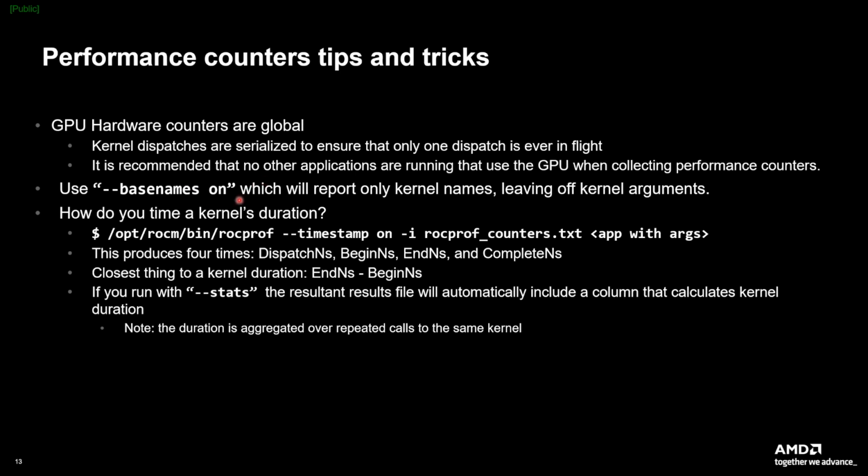Use basenames on, which will report only kernel names, leaving off kernel arguments. And for the kernel duration, you use timestamp on with Rocprof counters and application, and then you will see this information when the kernels begin and end, in nanoseconds. So the closest thing to the kernel duration is these values. But if you run the stats that I showed you before, a column that calculates kernel duration will be included. And the duration is aggregated over repeated calls to the same kernel, right? For the statistics.